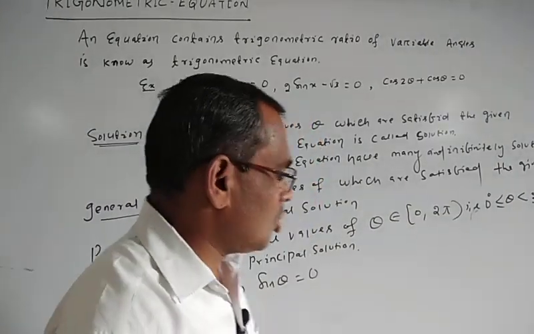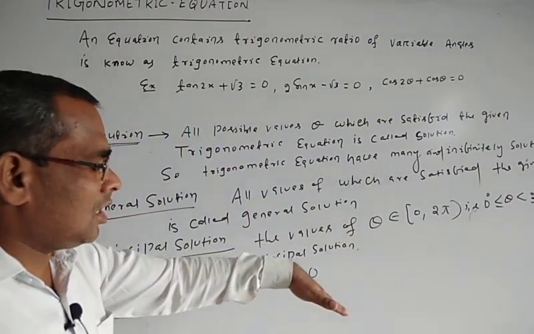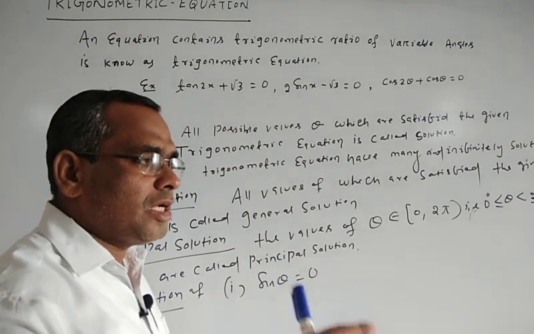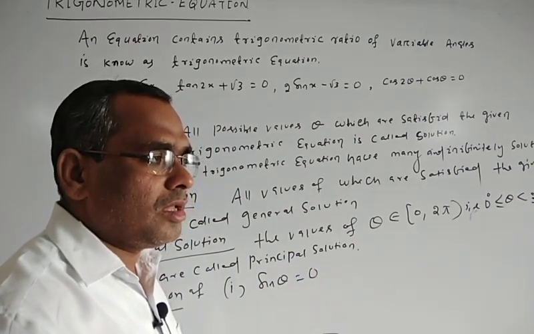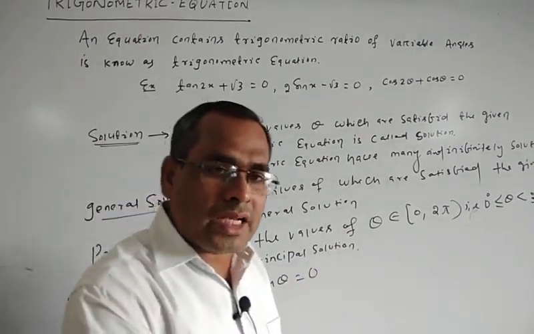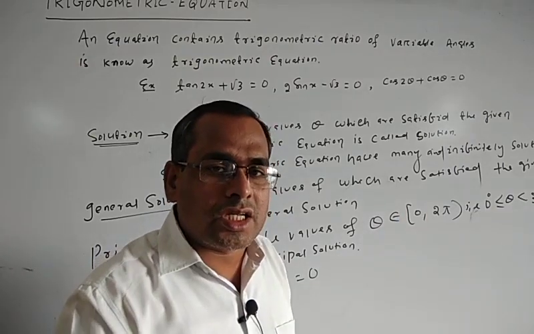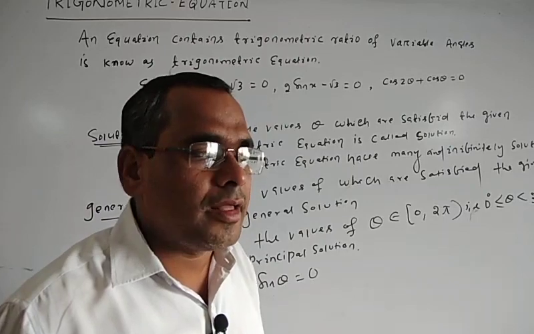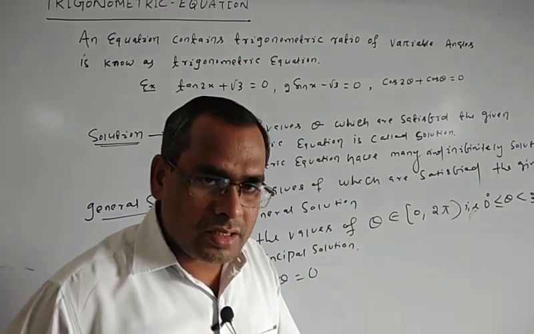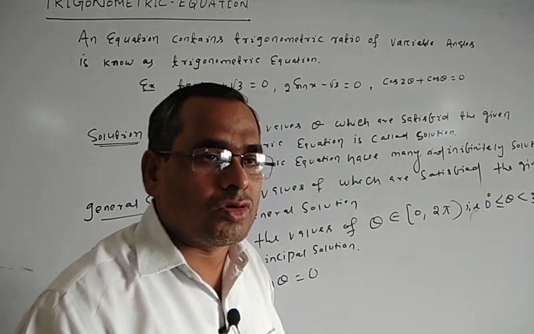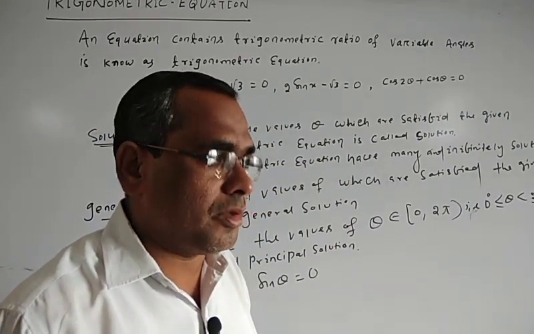Okay, so all these values of theta, that is theta is equal to 0, pi, 2 pi, 3 pi, 4 pi, 5 pi, and so on, and also minus pi, minus 2 pi, minus 3 pi, like that. So these values are known as n pi. This is known as n pi, and these values of theta are called the general solution. So sin theta is equal to 0 means theta is equal to n pi.